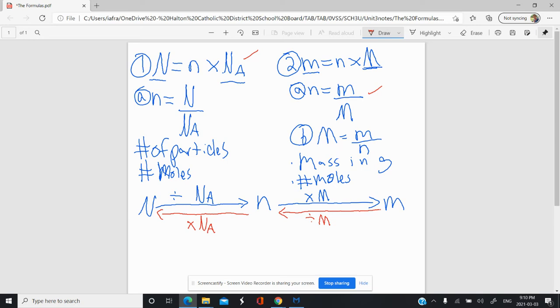So you can combine these equations, and if you want to go from one extreme to the other, you need to make sure that you first convert to moles, then convert to the other extreme.